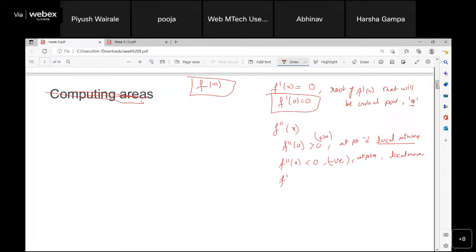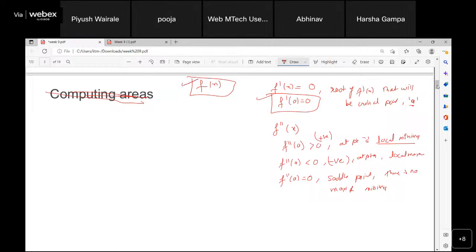And if by putting A in f double dash we get 0, then we can say it is a saddle point. There is no maxima and minima. So this is the step that you have to follow.